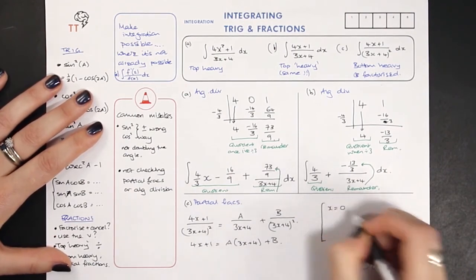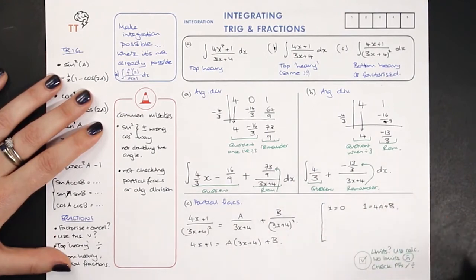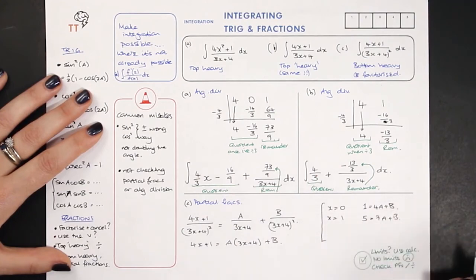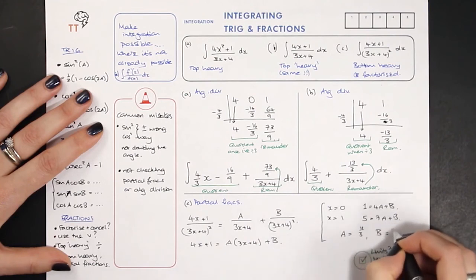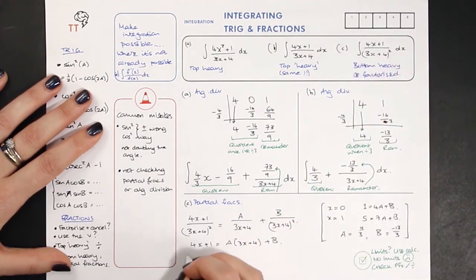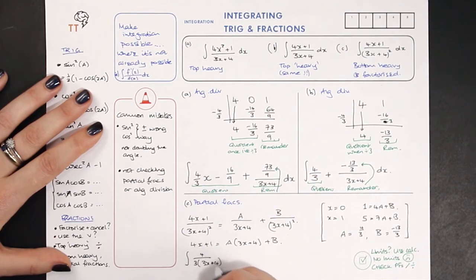When x is 0, what would you get? 1 is 4a plus b. Okay, when x is 1, what do you get? You can sub in whatever you like. So you'd get 5 is 7a plus b, and then you could do simultaneous equations to get the a, which comes out to be 4/3, and the b, which comes out to be minus 13/3. So the integral that we were dealing with here is actually the integral of a, 4/3. It's nicer to times top and bottom by 3 and write it like that. Plus b is minus 13/3, over 3x add 4 squared.